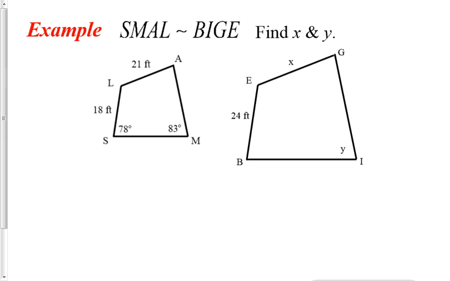All right, let's start with the easy one, the angle. What's the measure of angle Y going to be? 83 degrees, right? Because we know corresponding angles have to be congruent. We can clearly see that angle M is corresponding to angle I, and so Y has to be 83 degrees.